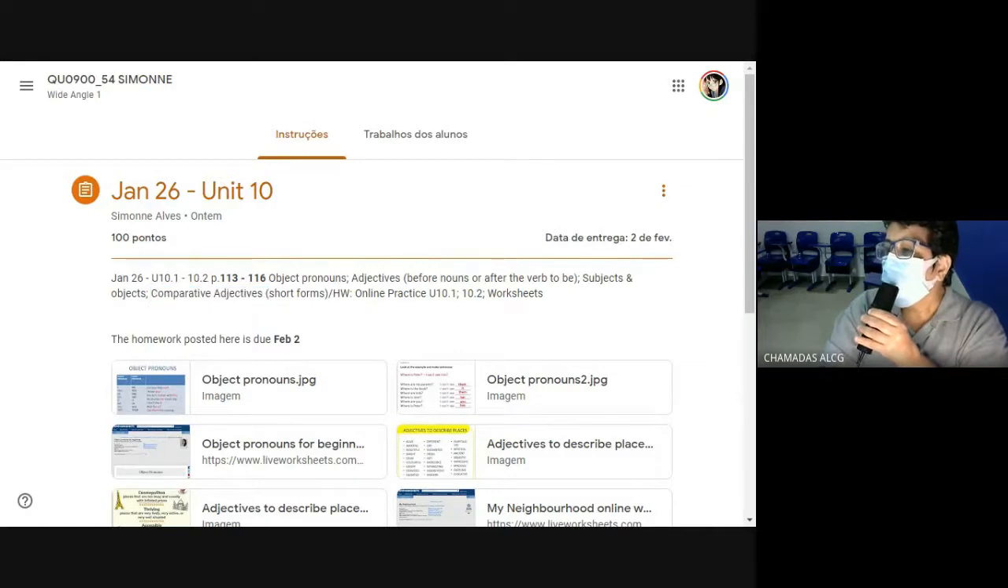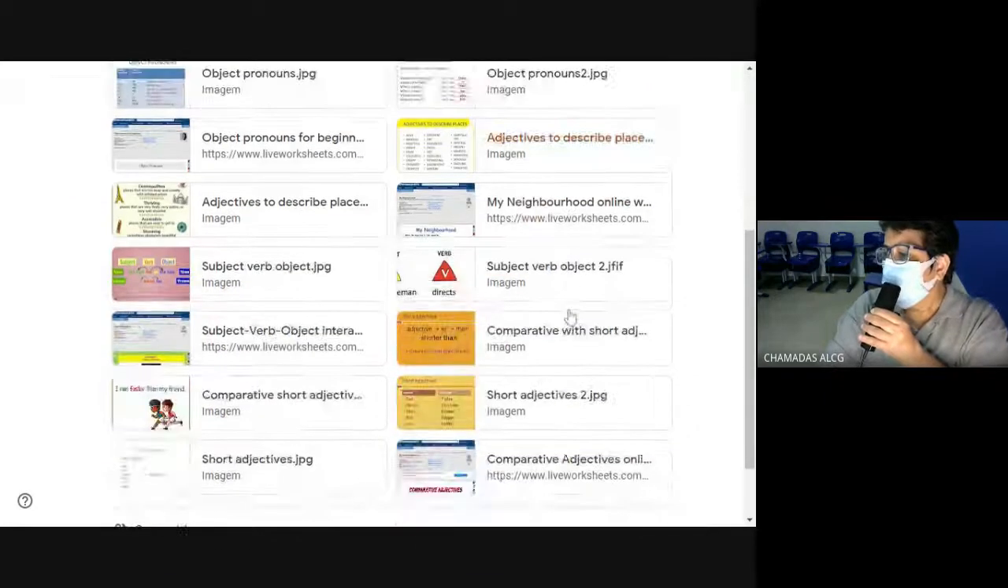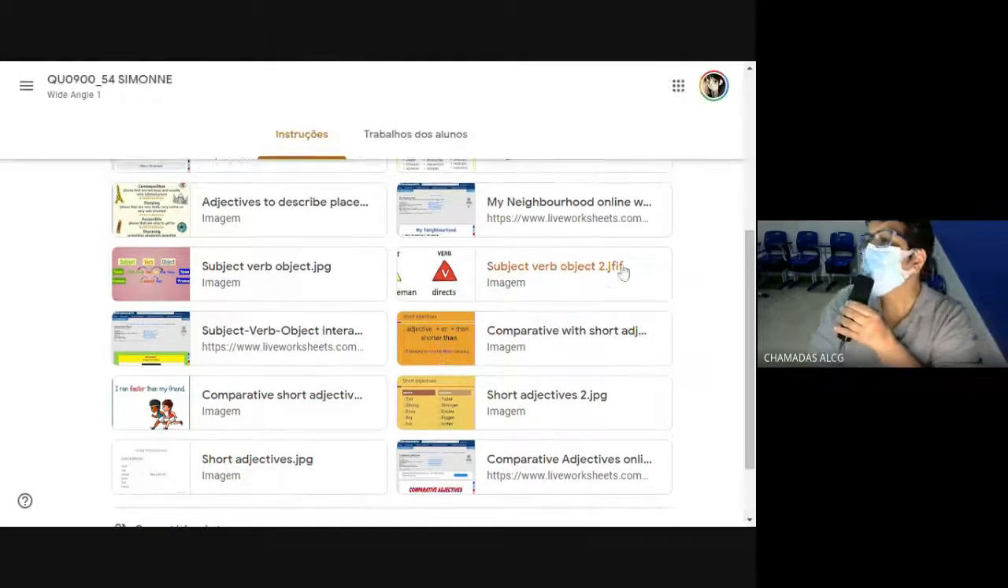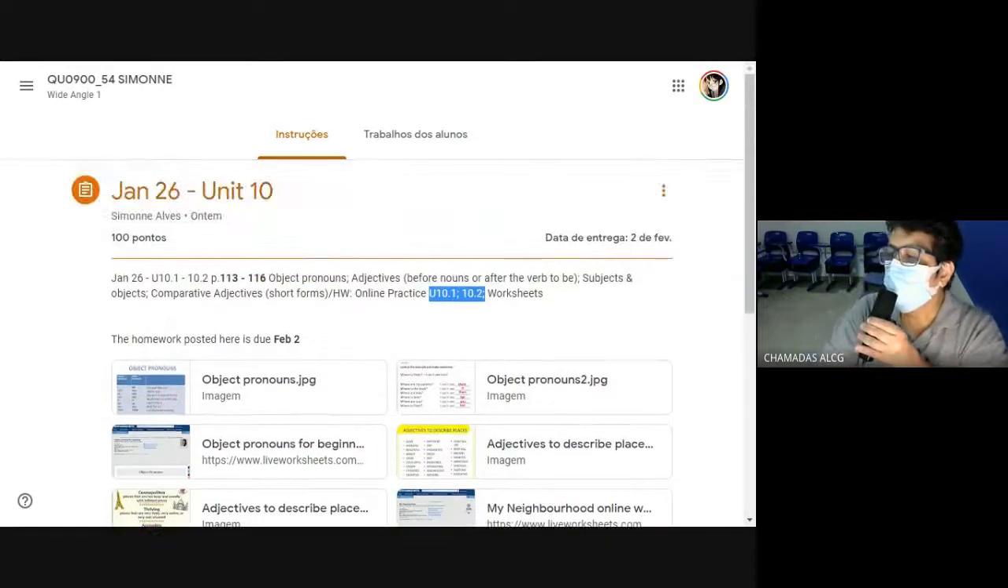So, the homework for next week: online practice, unit 10.1 and 10.2, and the worksheets, all right? If you want, you can do the last worksheet about the comparatives, okay? You can take a look because we will talk about it, okay? Don't worry.